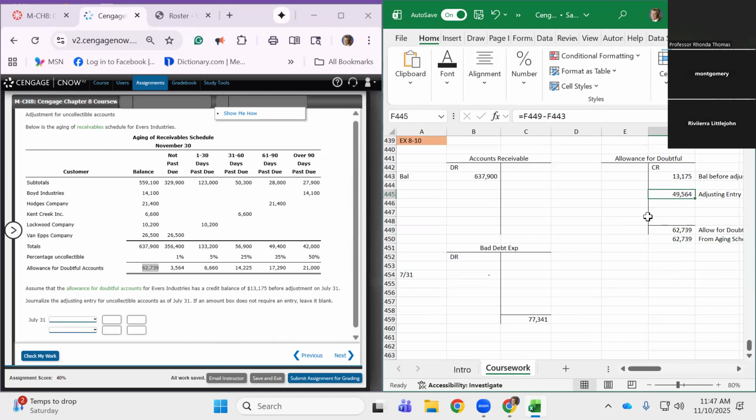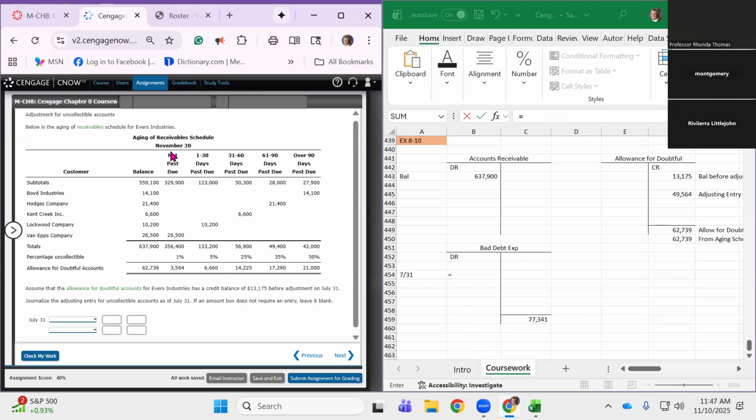Now we need to put this adjusting entry in. An adjusting entry always happens at the end of a period of time. So this is going to be at the end of November. No, hang on just a minute. Wait, this says the schedule is November 30th. Do you guys agree with that? Does this say November 30th? And then they're talking about July. They have screwed up for once.